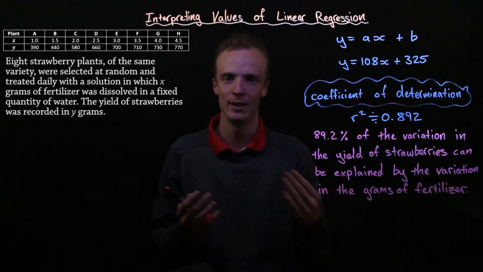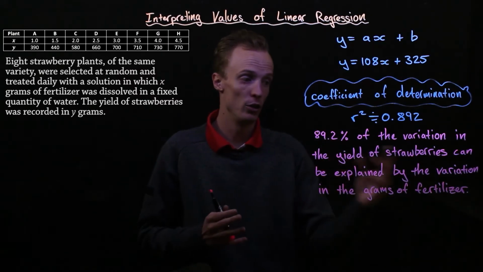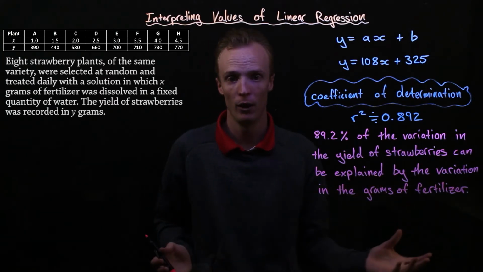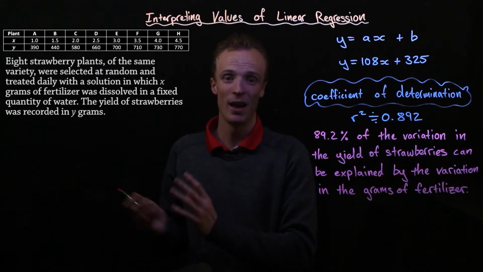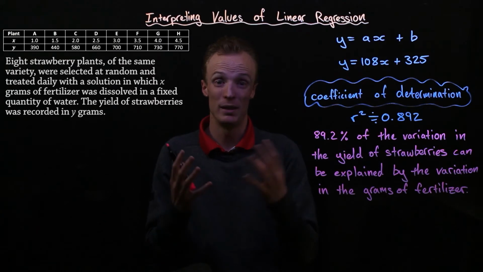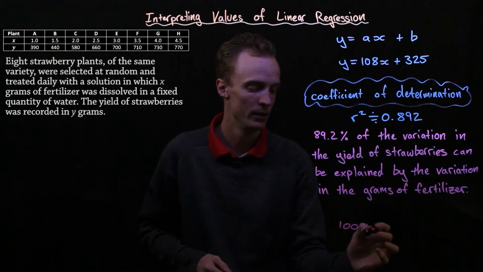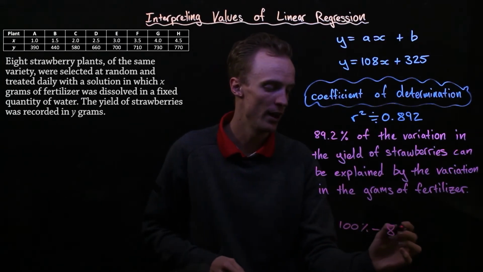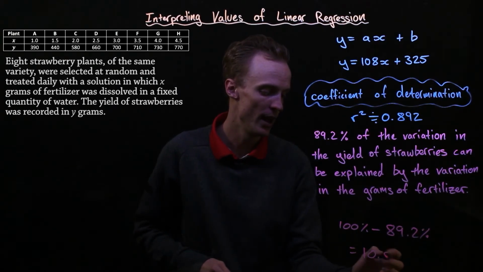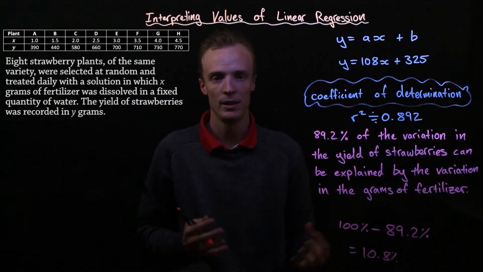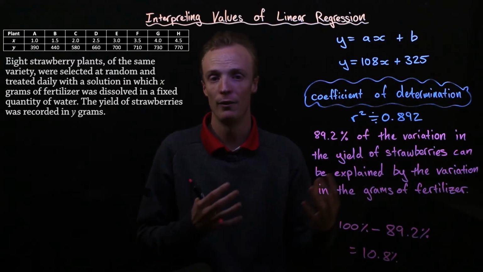Now, we can actually take this one step further. If 89.2% of the variation of the yield of strawberries can be explained by the variation in the grams of fertilizer, the remaining percentage of the variation in the yield of strawberries must be explained by other factors. So to work out what percentage is explained by other factors, we would do 100% subtract this percentage here of 89.2%, which is equal to 10.8%. So we can say 10.8% of the variation in the yield of strawberries can be explained due to other factors.